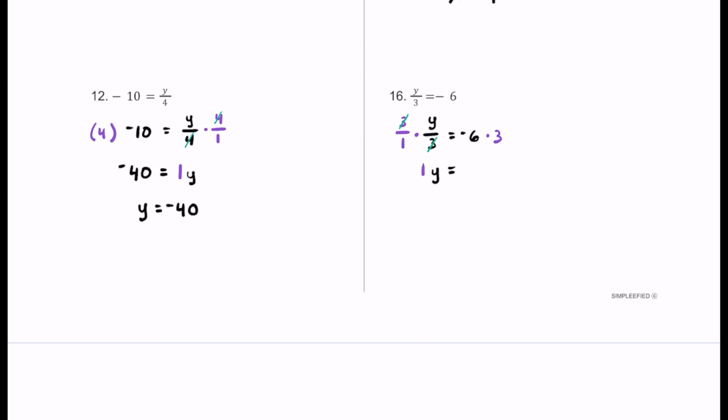And on the right side, 6 times 3 is 18, so negative 6 times 3 is negative 18. Drop that 1 because we don't really need to write it. It's invisible, but we know it's there. So y equals negative 18.